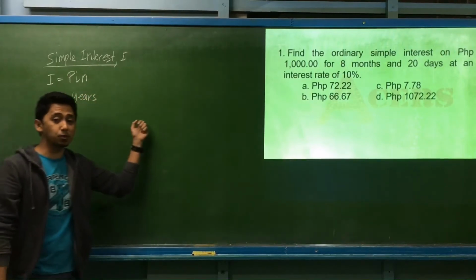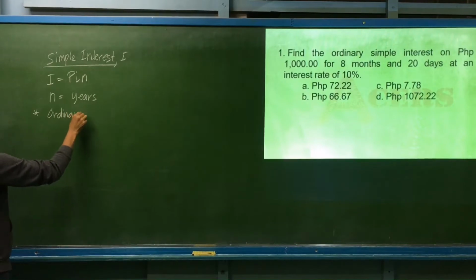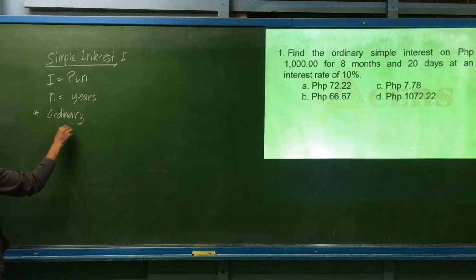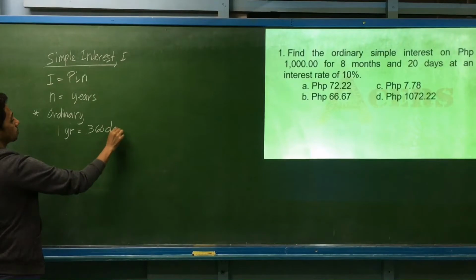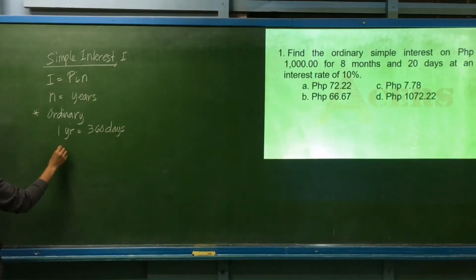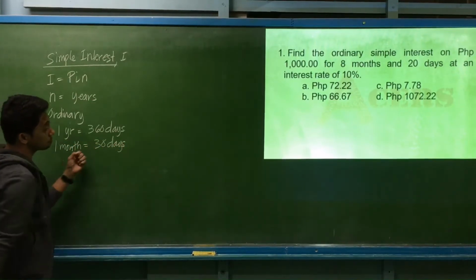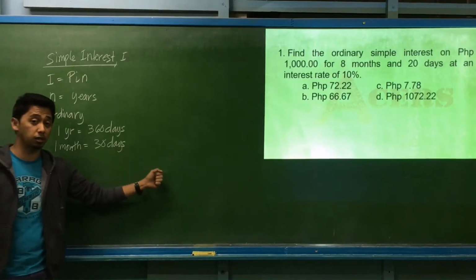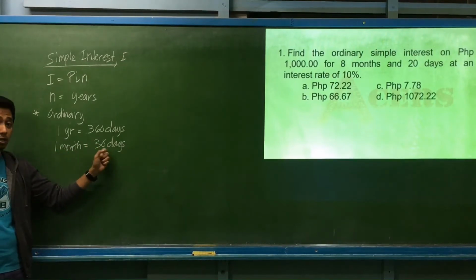We have two main types of simple interest. The first one is the ordinary simple interest. For ordinary simple interest, 1 year is equal to 360 days, and 1 month is equal to 30 days only. It doesn't matter if that month has 31 days, or 28 or 29. It is assumed that 1 month is 30 days.